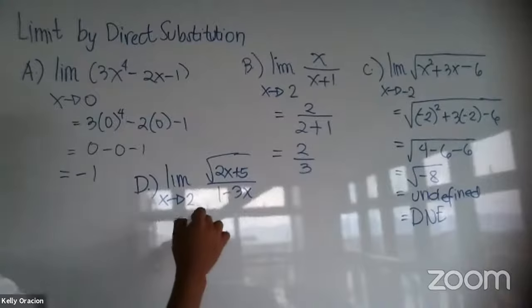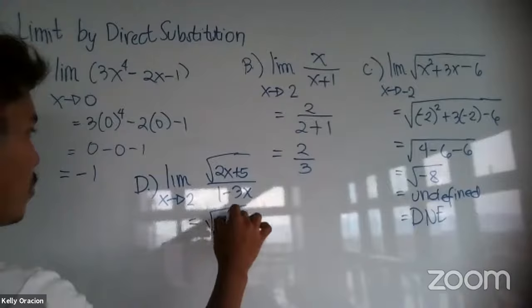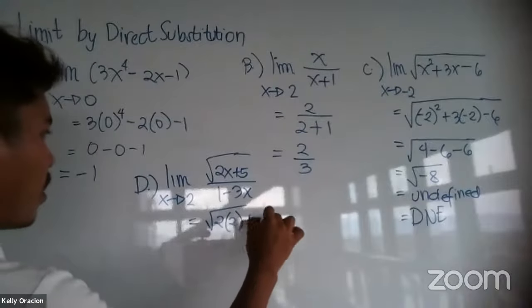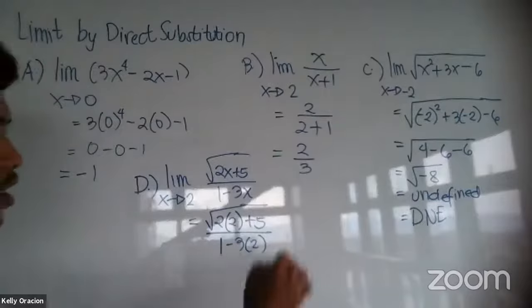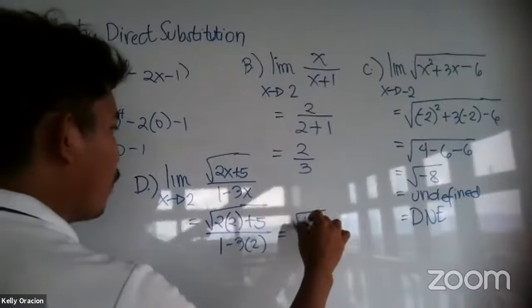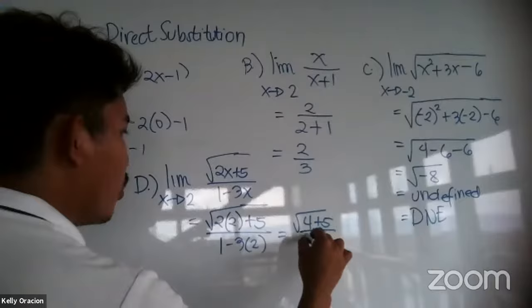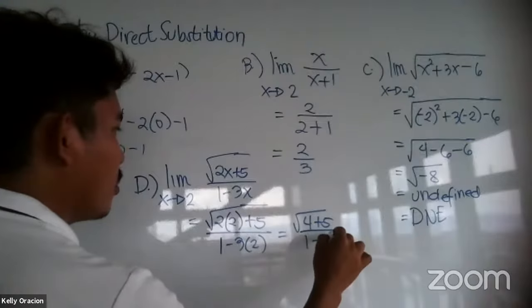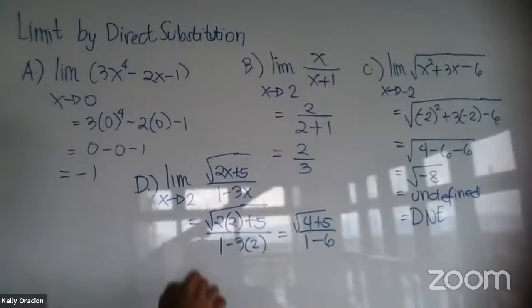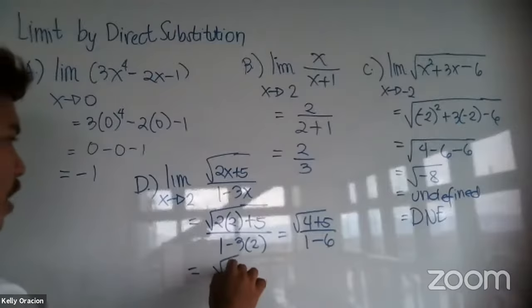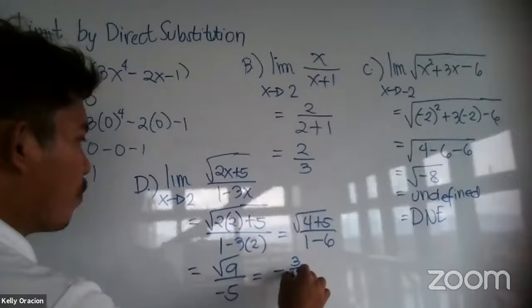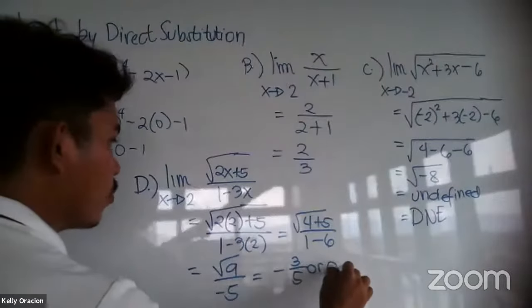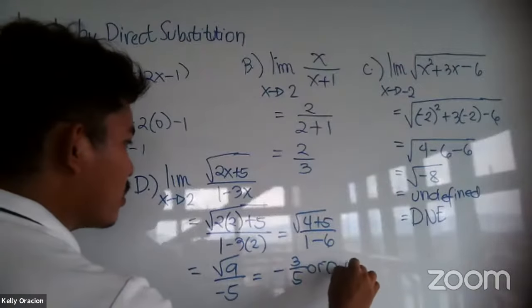You have here square root of 2 times 2 plus 5 over 1 minus 3 times 2. Yan. So you have square root of 4 plus 5 over 1 minus 6. So you have here square root of 9 over negative 5. So the answer is negative 3 over 5 or negative 0.6.